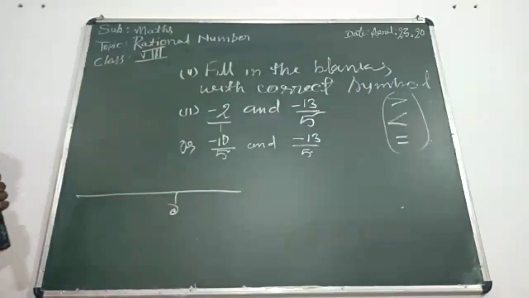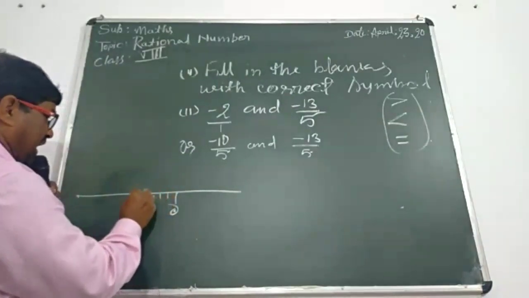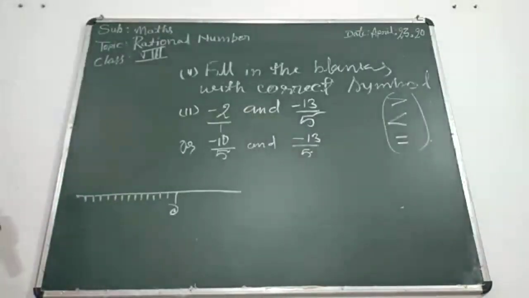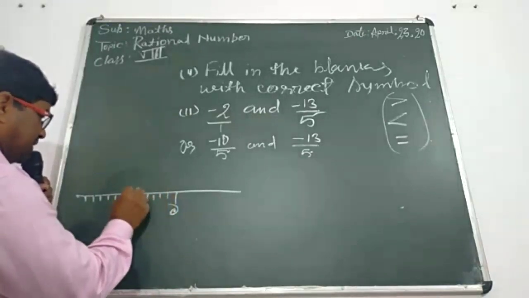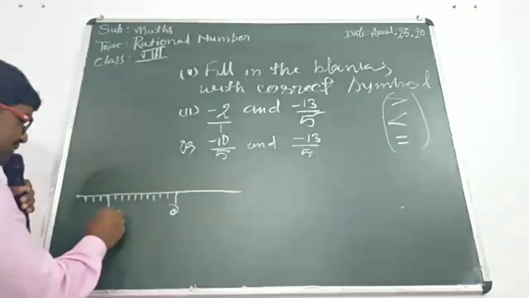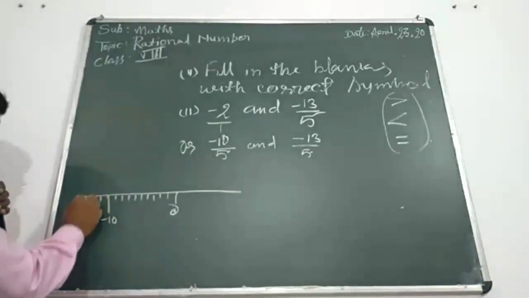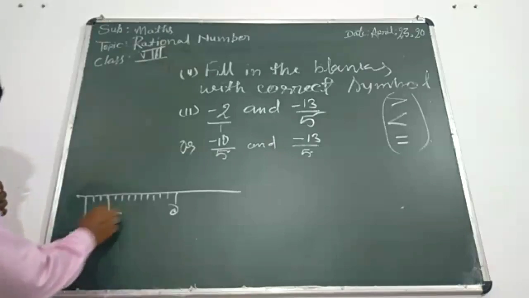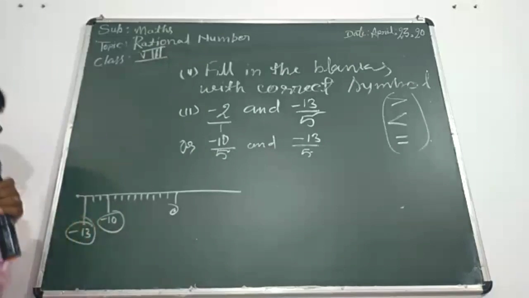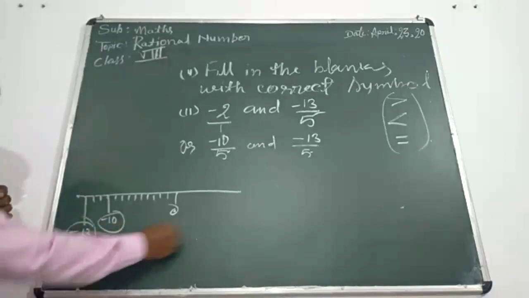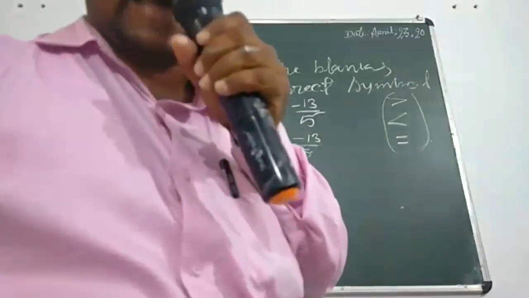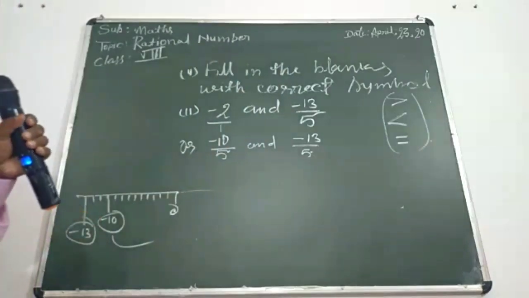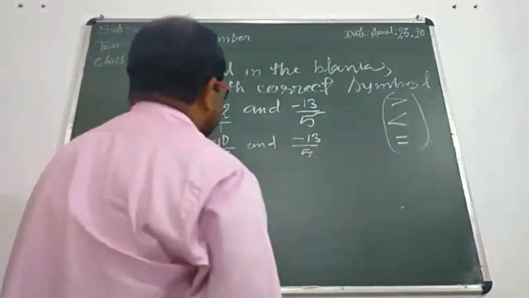Suppose that this is 0. You are showing 1, 2, 3, 4, 5, 6, 7, 8, 9, 10, 11, 12, 13. Student, 1, 2, 3, 4, 5, 6, 7, 8, 9, 10. This is minus 10. 11, 12, 13. This is minus 13. Okay, now check. Which one is right? Minus 10 is right. Minus 13 is left. Left will be smaller and right will be what? Larger. Okay. So, minus 10 upon 5 is larger than minus 13 upon 5.